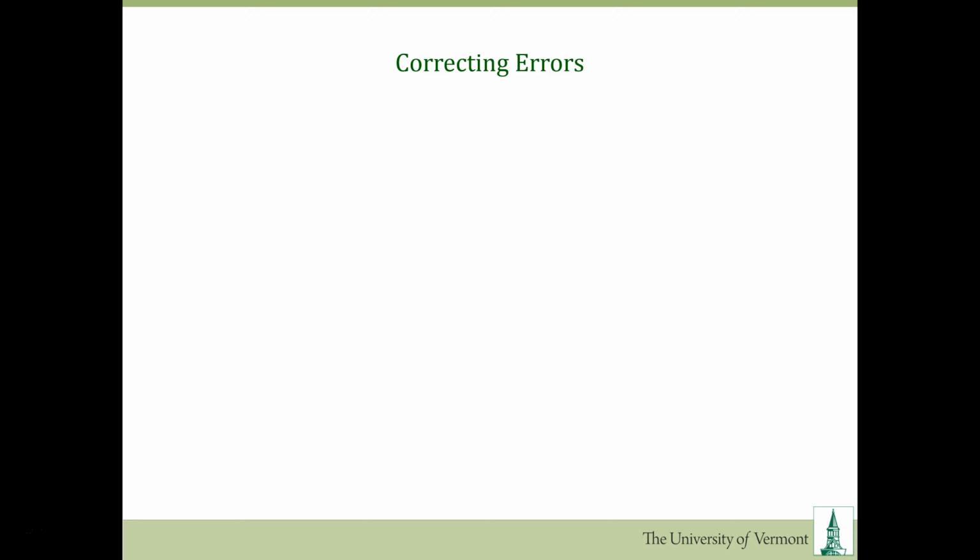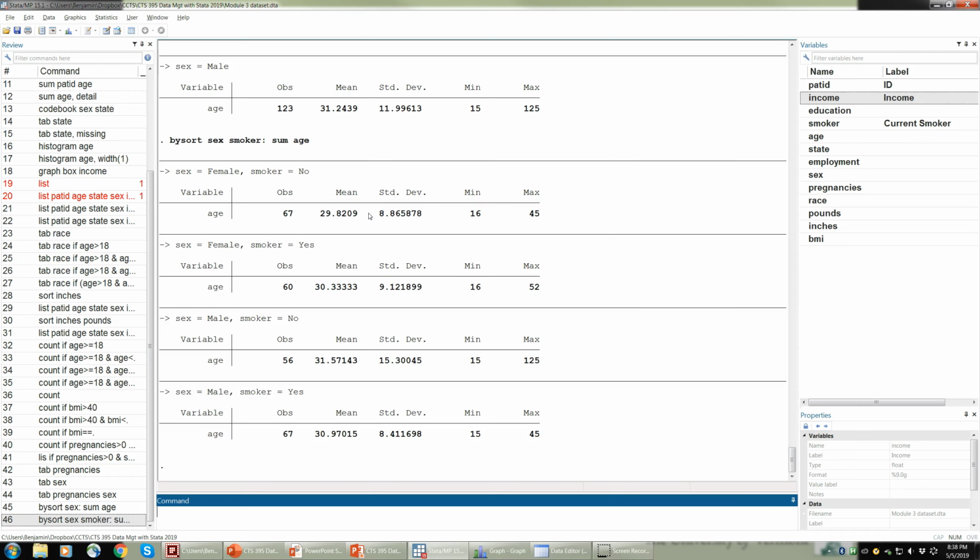How about correcting errors? Well, one command is replace. For instance, we had that record that should have been age 25, and I determined that that was record number 198, ID number 198. So we can replace age equal 25 if ID equal 198.